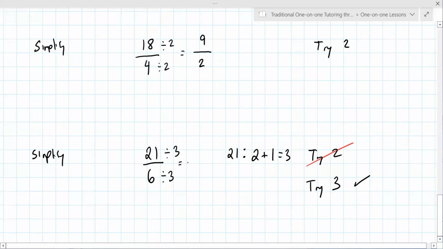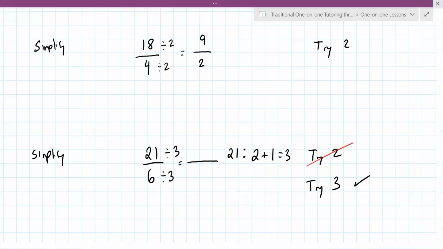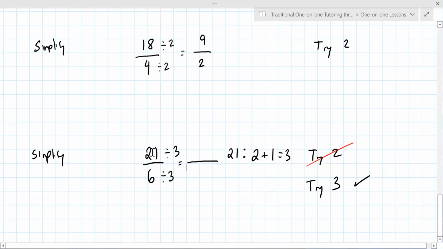And now you have to be able to divide. You have to be able to come up with this result here. So 21 divided by 3 is 7. 6 divided by 3 is 2. And that's your final answer.